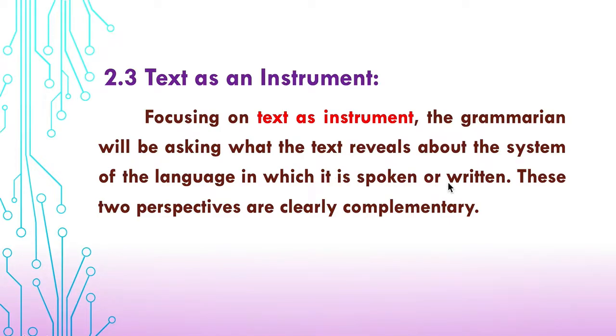So text as instrument means that text becomes a helping tool for us to understand the language, to understand the system, to appreciate the beauty of the language, how it has been expressed, how it has been written. And these two things, that is to say the system of the language, and the text as an object and the text as instrument, both are very complementary, closely related. They move on hand in hand at the same time. You cannot separate them. Go to the next page.